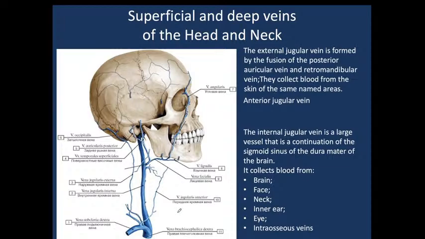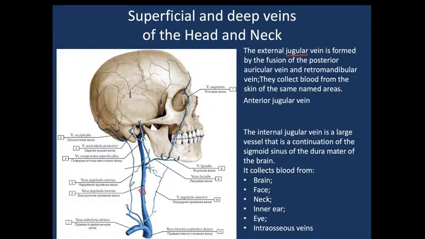In the neck and in the head region, we have three quite big veins we call jugular. Sometimes the pronunciation varies, but I think it is the same as the Latin. There are three jugular veins in the neck. The biggest one is the internal jugular vein.